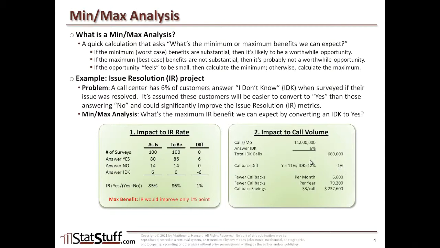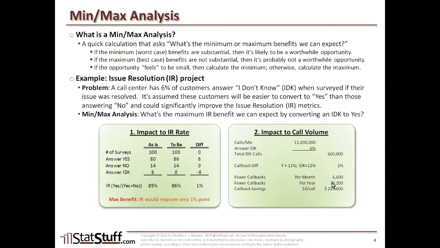So if we convert all the I don't knows to a yes, then we're probably going to reduce that callback rate, the repeat calls, by 1 percentage point here. So what's the impact of reducing 1 percentage point in the callback rate among all the calls from those folks who say I don't know, depending on what their call volume was? Well, what we found when we calculated it out is that 1% of that ends up being about 6,600 fewer calls. And then over a year, it ends up being about 79,000 fewer calls.